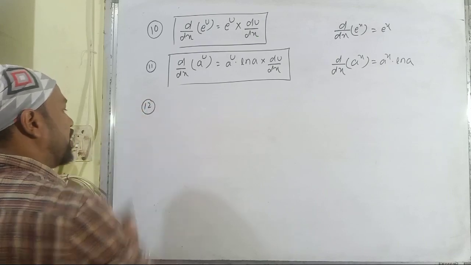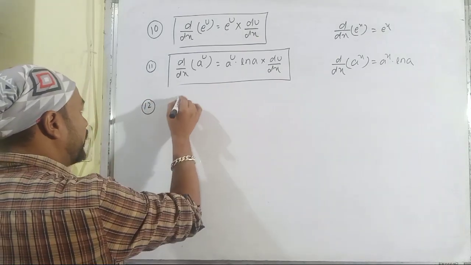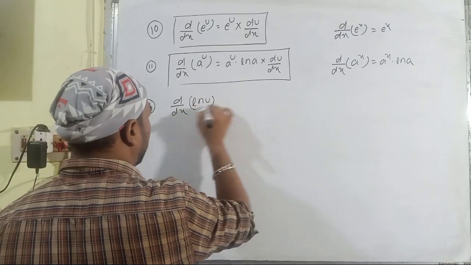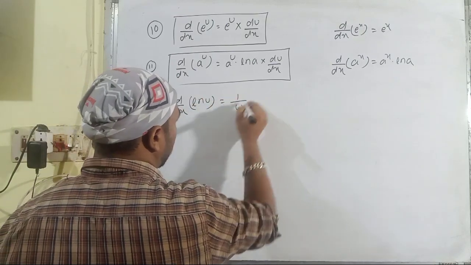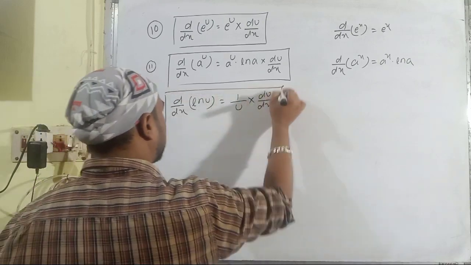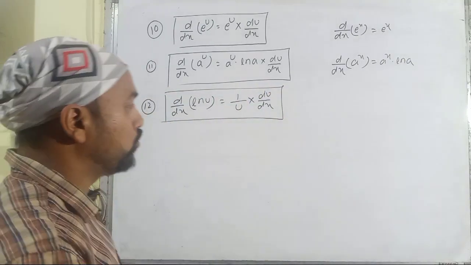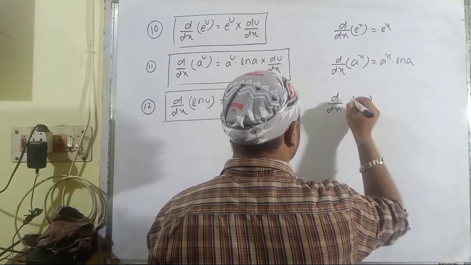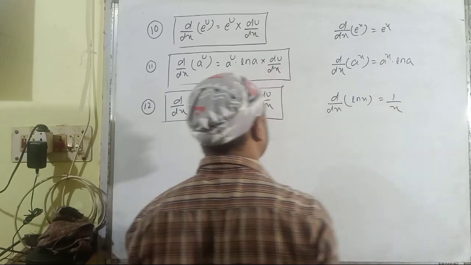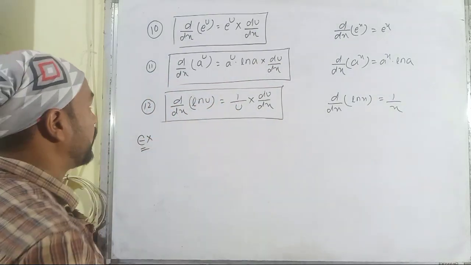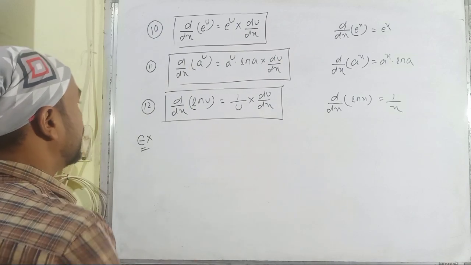The formula number 12 is here: differentiation of ln u is 1 upon u multiplied with the differentiation of u with respect to x. This is the formula number 12. Previously we know that differentiation of ln x is 1 upon x. Okay, let us have some problems based upon these formulas.